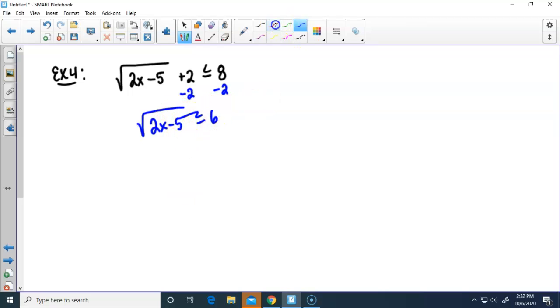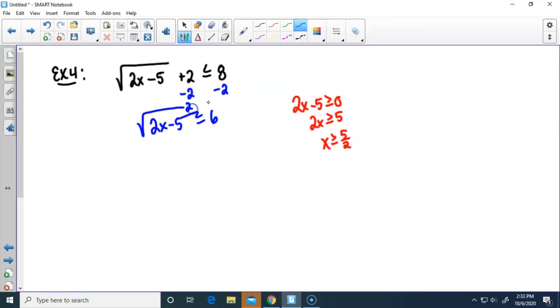And so from here, if we think about that domain, 2x minus 5 must be greater than or equal to 0. So that tells us 2x must be greater than or equal to 5. And then if we divide by 2, x is greater than or equal to 5 divided by 2.